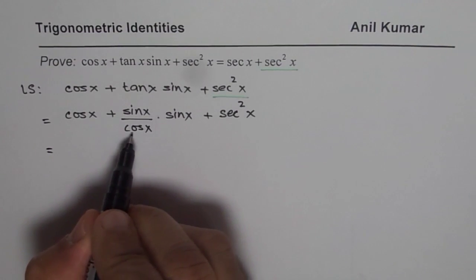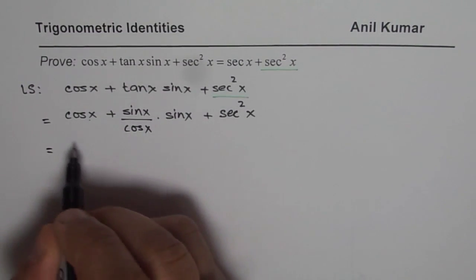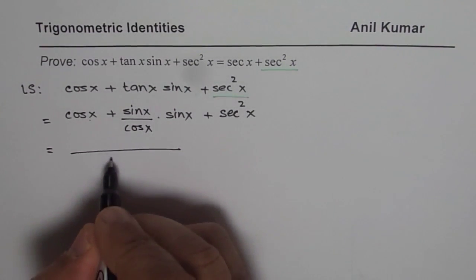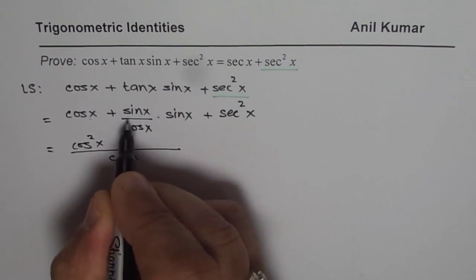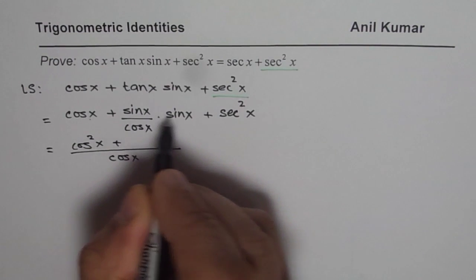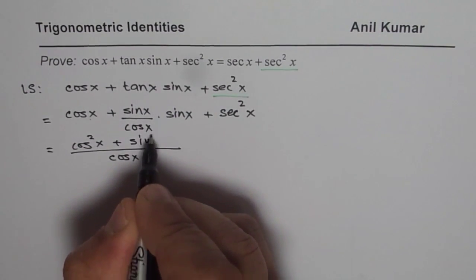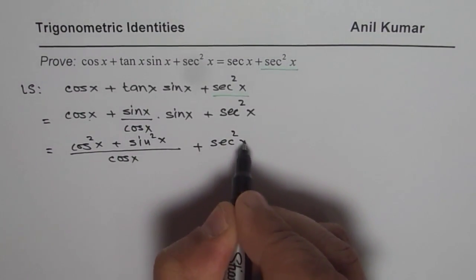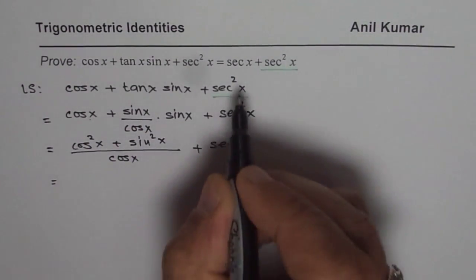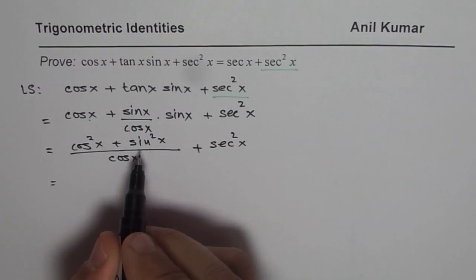Okay. So let's look into this. We are looking into the first two terms. We can take cos x as a common denominator. So we get here cos square x and then plus sin x times sin x is sin square x. Keep this aside. That is the strategy. Perfect. Now we need to get secant x. So how can we get it?